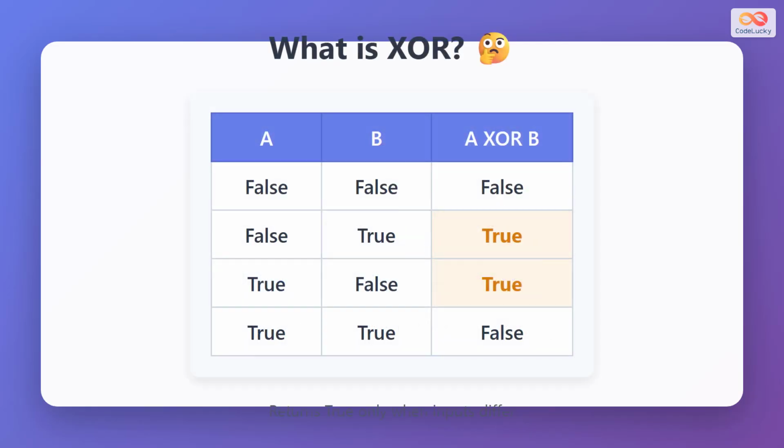Before diving into the NumPy function, let's understand what XOR means. XOR, or exclusive OR, is a logical operation that returns true only when the two inputs are different from each other. Looking at the truth table, when both inputs are false, the result is false. When the first is false and second is true, we get true. When the first is true and second is false, we again get true. But when both inputs are true, the result is false. The key point is that XOR returns true only when exactly one input is true, not both.